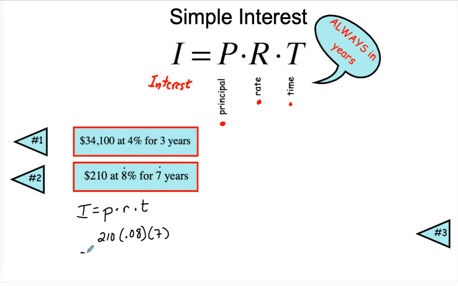So 210 times 0.08 times 7, it's $117.60. So your interest was $117.60. That was almost half of what you originally bought the item for. So again, that's your interest.